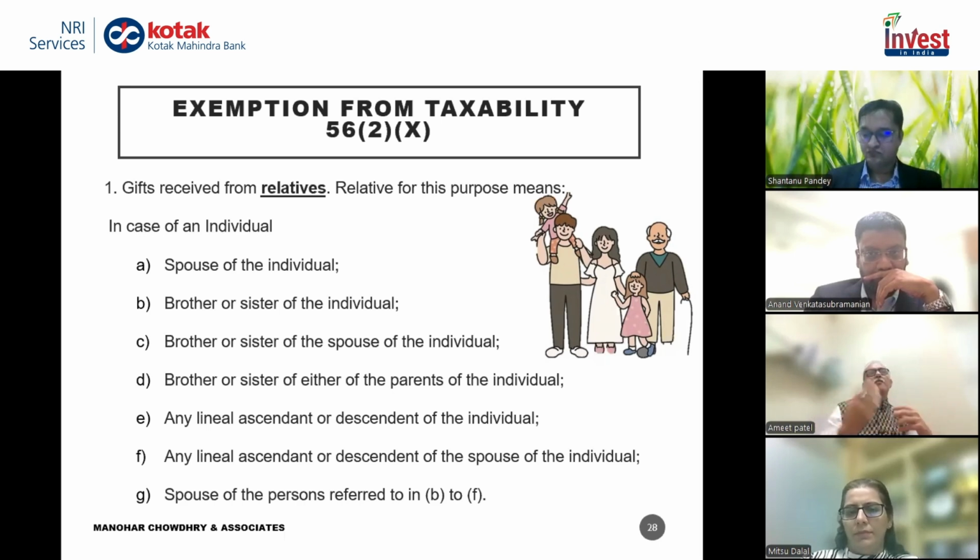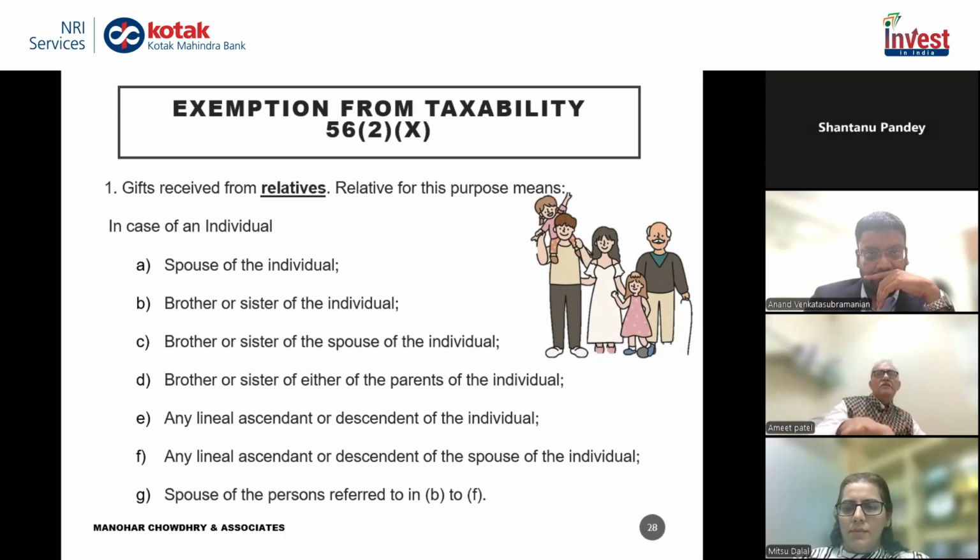So there were a lot of questions. Can I send a gift to my son, to my parents, etc.? Yes, if you are staying outside India, you want to make a gift to any of the persons mentioned over here, for whom you will be a relative. So, for example, if you want to give a gift to your children here, to your parents, or to your in-laws, the recipients will have no problem as far as tax is concerned.